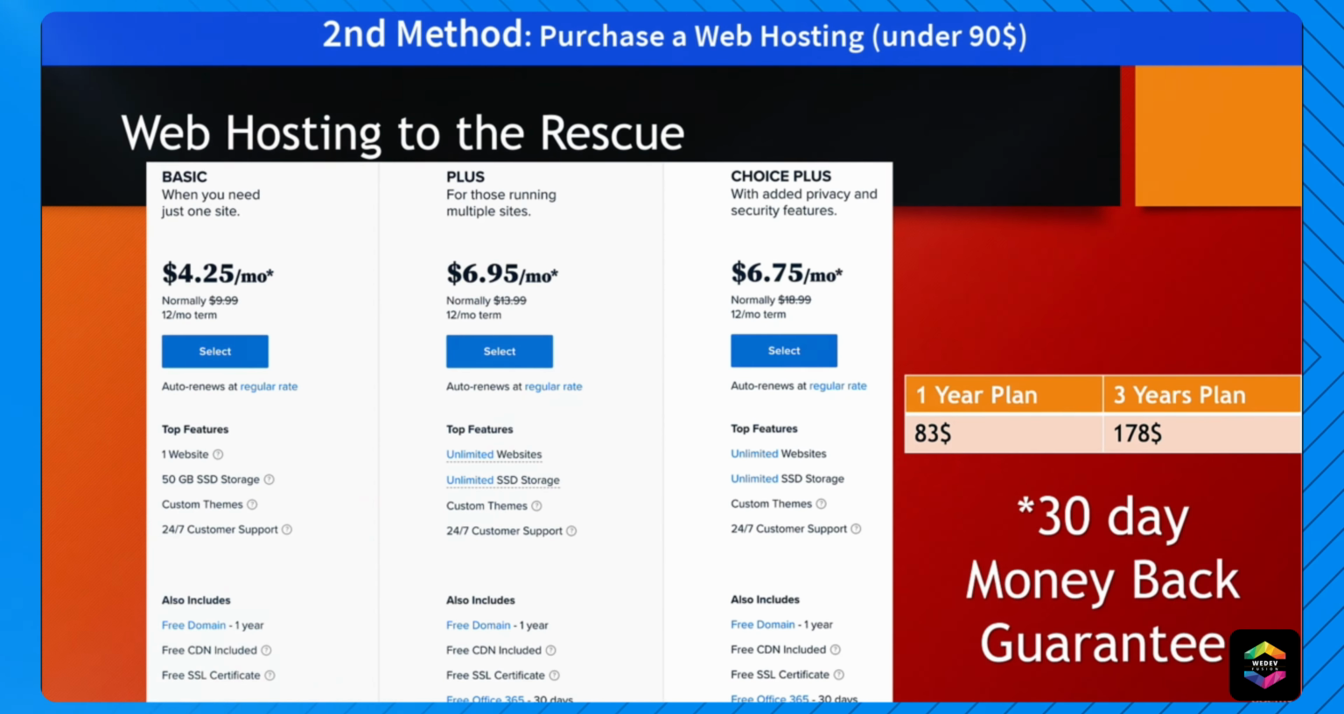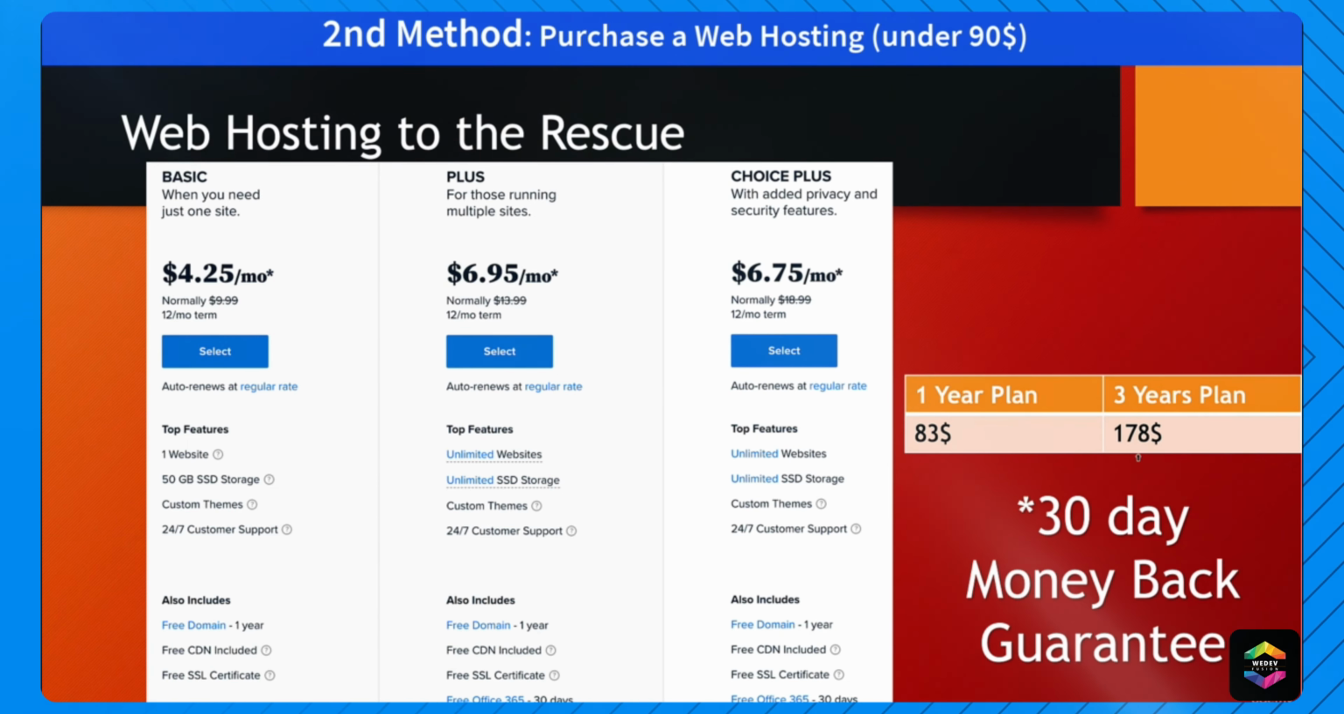What you do in web hosting is that they give you plans. Let's suppose they tell you that you can build unlimited websites, you can have unlimited storage, your website will be live 99% of the time, and there will also be customer support. Along with that, they will also give you a free domain, free SSL, and everything right here for just $83. So their 1 year plan costs $83 and their 3 years plan costs $178.